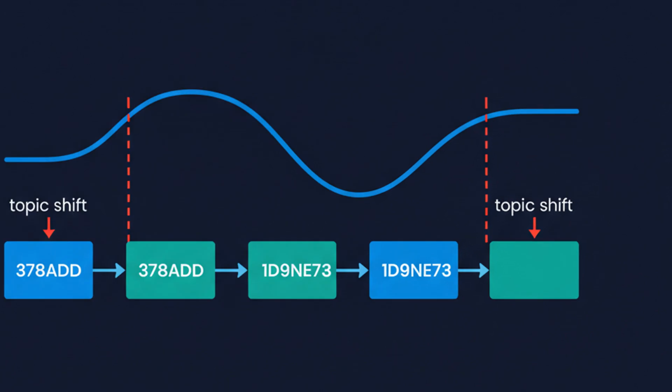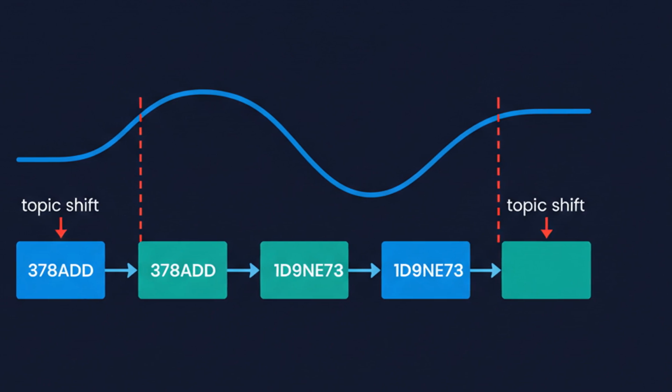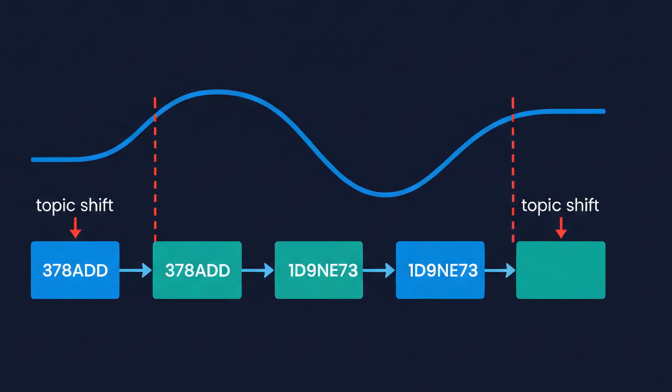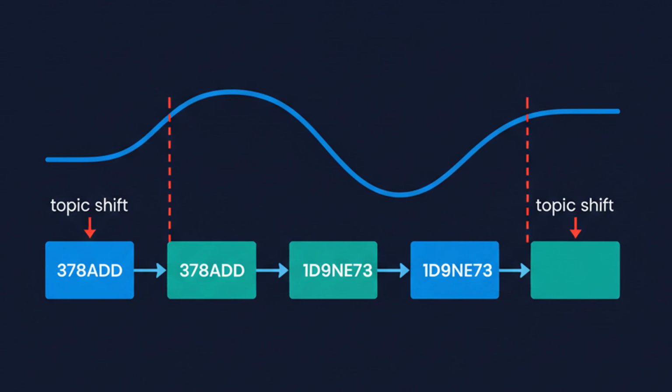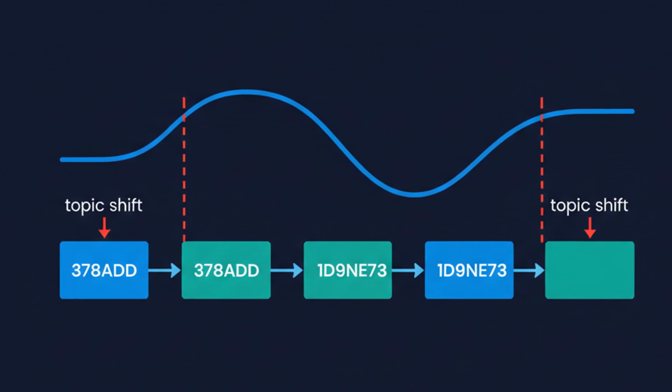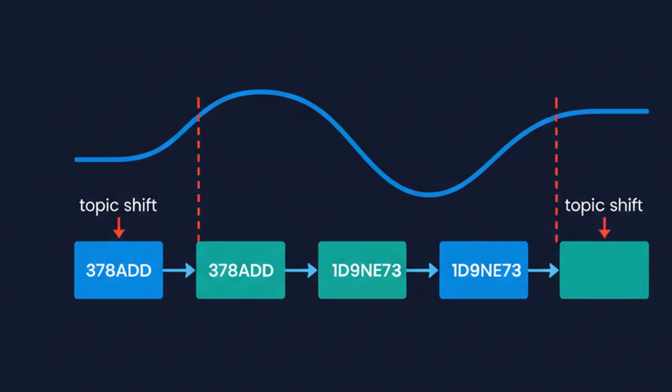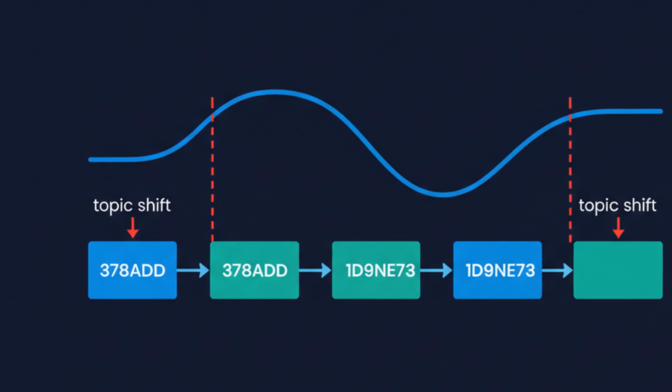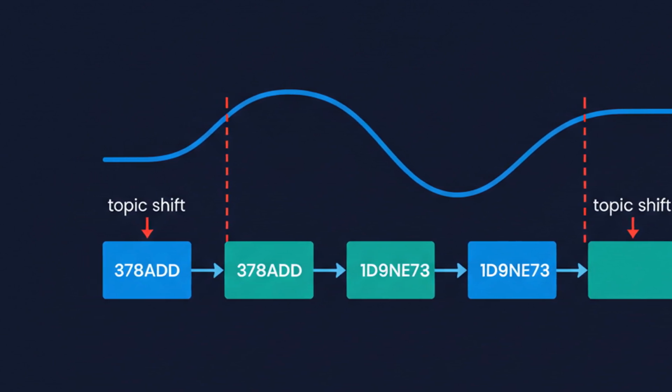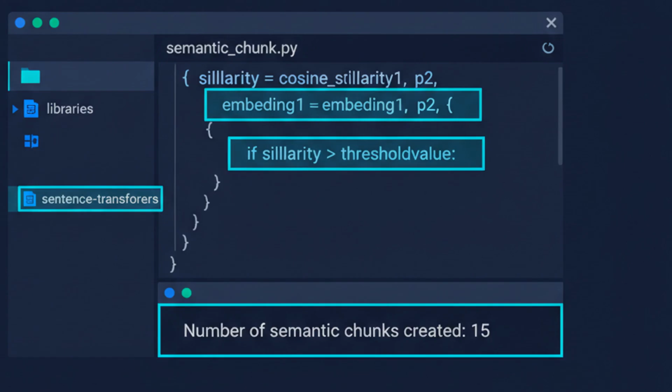Now the powerful one, semantic chunking. Instead of cutting by length, you cut by meaning. You embed each sentence, then measure how similar each sentence is to the next. When the similarity drops sharply, that is a topic boundary, so you split there. The result is chunks that each cover one coherent idea, regardless of length. Here is a minimal semantic chunker.